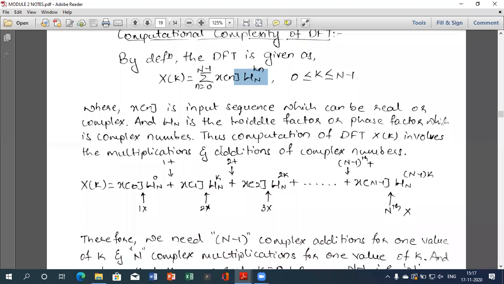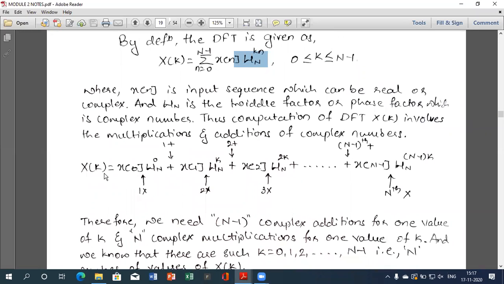Now we will expand this summation of X of k with respect to x of n with the twiddle factor, which is shown here. The frequency domain sample X of k is expanded from n equals 0 to N minus 1. So what we got: x of 0 into W_N raised to 0 plus x of 1 into W_N raised to k, and it goes on up to x of N minus 1 into W_N raised to (N minus 1)k. In this expansion of the summation, how many multiplications and how many additions are carried out? This is what we are going to find out first. Later on we'll move on to the FFT algorithm to overcome this.